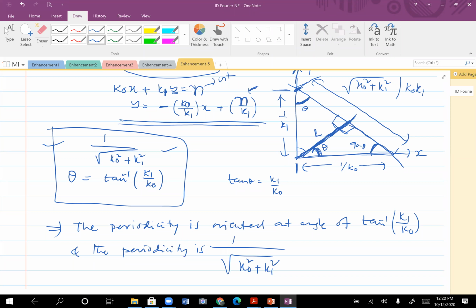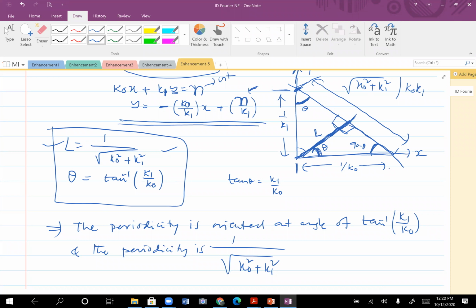Yes, this part you just work out: this length will be equal to 1 by square root of k naught square plus k1 square, and theta equal to tan inverse of k1 by k naught. Very simple math here. You just need to look into those right angle triangles. You take 3 right angle triangles and you are done with it. So maybe I'll stop here.